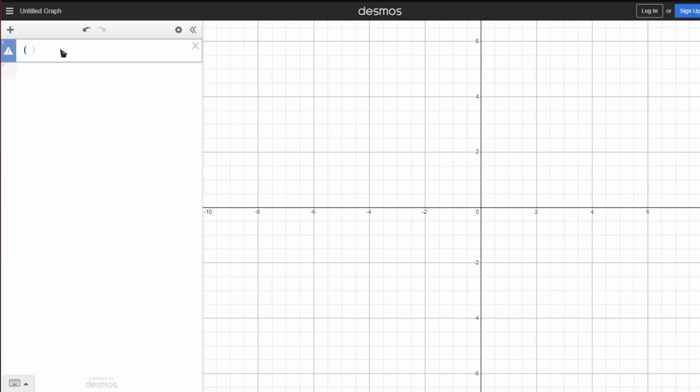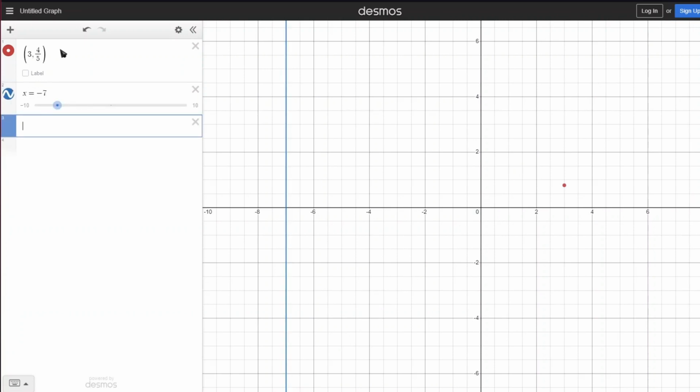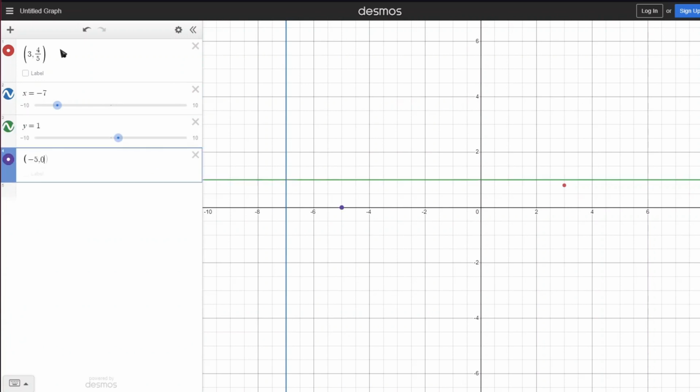Now that we know everything about this rational function, we can finally graph it. So first, let's graph what we know. 3, 4 over 5 is where the hole is located. X equals negative 7 is where the vertical asymptote is. Y equals 1 is the horizontal asymptote. Negative 5 comma 0 is the x-intercept, and then 0 comma 5 over 7 is the y-intercept.